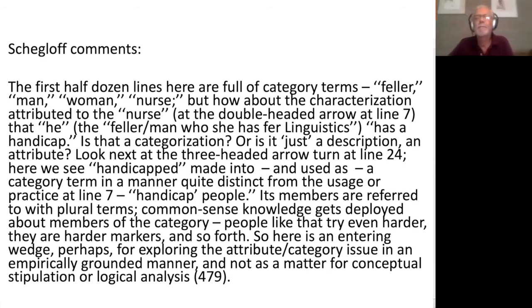Well, I wouldn't argue with the notion that "has a handicap" is possibly just an attribute and not a categorization. It seems to be a description of this particular person. I don't see that it is invoking a category of handicapped people. It's talking about this one person. But the thing is, Schegloff uses categorization as equivalent to member categorization in this quotation. And so he may overlook, because of that, the fact that handicap, the word handicap, is a category, and that in fact it is treated as such.